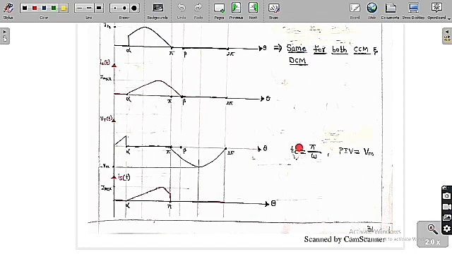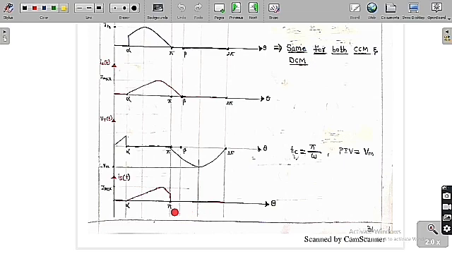You can see that the circuit turn-off time is only from pi to 2 pi, where the thyristor experiences a negative voltage. So 2 pi minus pi is pi by omega. The circuit turn-off time is the time for which the main thyristor experiences a negative voltage, which is pi by omega, and the peak inverse voltage experienced by the thyristor is Vm.